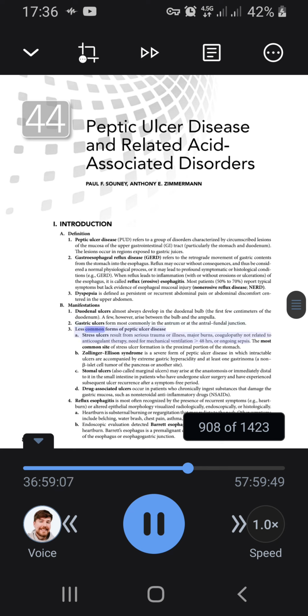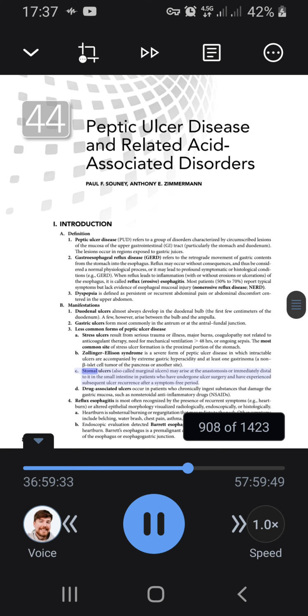3. Less common forms of peptic ulcer disease. A. Stress ulcers result from serious trauma or illness, major burns, coagulopathy not related to anticoagulant therapy, need for mechanical ventilation for 48 hours, or ongoing sepsis. The most common site of stress ulcer formation is the proximal portion of the stomach. B. Zollinger-Ellison syndrome is a severe form of peptic ulcer disease in which intractable ulcers are accompanied by extreme gastric hyperacidity and at least one gastrinoma, a non-islet cell tumor of the pancreas or another site.